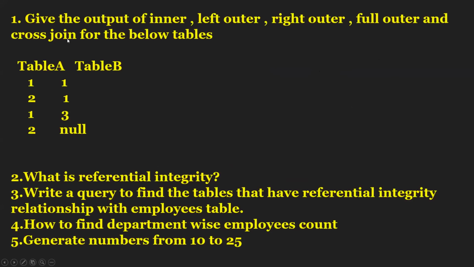So the first question is, they have given two tables. Table A is having 1 2 1 2. Table B is having 1 1 3 null. They're asking what is the output of inner join, left outer join, right outer join, full outer join and cross join for these below tables. So to answer that, let me get into the Excel sheet.